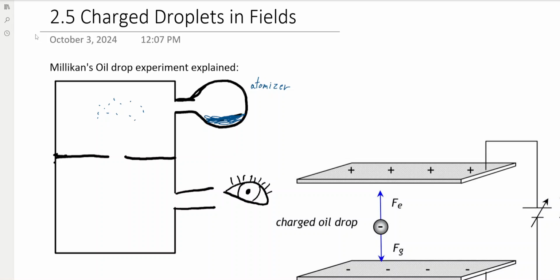particles up here. Now, they're going to just start to fall naturally. That's just what happens, you know, gravity. As they fall, some of those will happen to be positively charged, some will happen to be negatively charged, and some will happen to be neutral, or at least close to neutral.